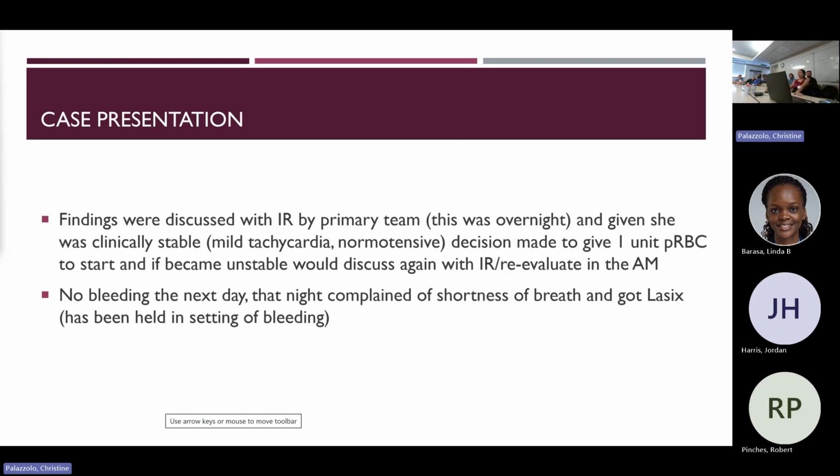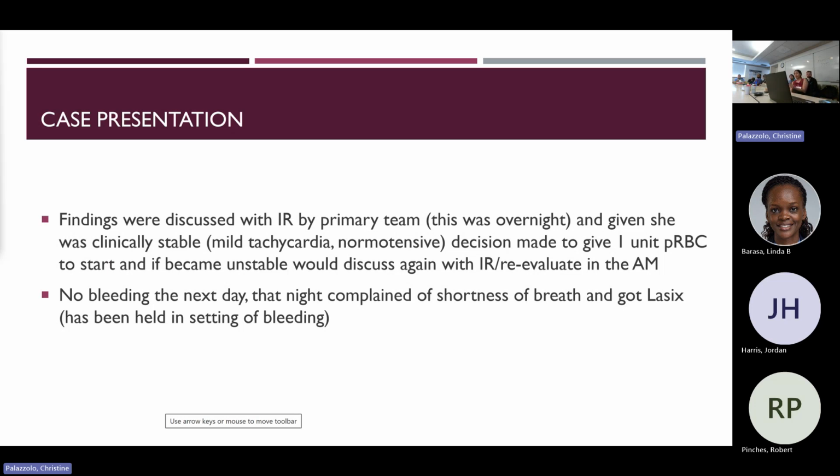So this was done overnight. They actually did talk to IR. She was clinically stable. She was mildly tachycardic, but normotensive. So IR basically said, give her resuscitation. We'll see how she does in the morning to see if we need to reevaluate, right? Because embolization is also not a benign thing. I've seen patients get ischemic from embolization because we're cutting off blood supply, right? So it's not necessarily a harmless thing.